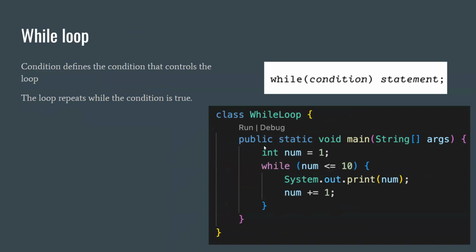Another program control statement is the while loop, and a while loop is very similar to a for loop. It's a condition that controls the loop. I guess the difference is that this while loop repeats while the condition is true. So while num is less than or equal to 10, this loop will repeat.